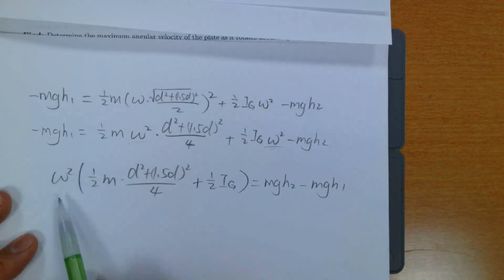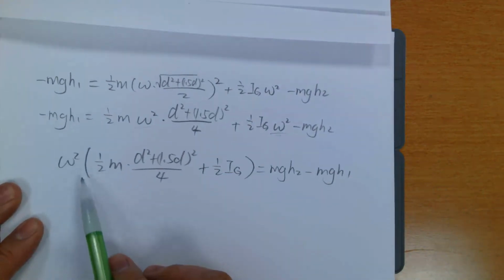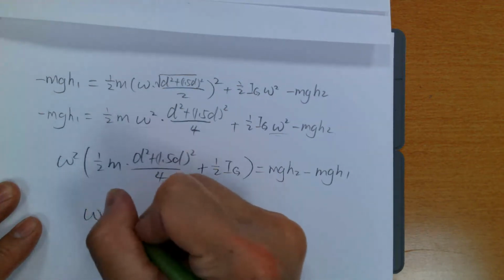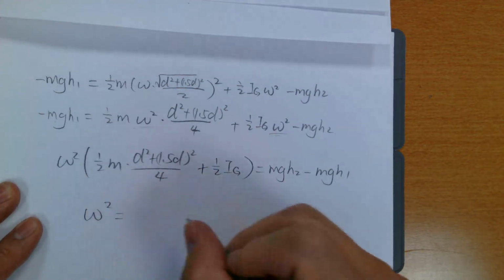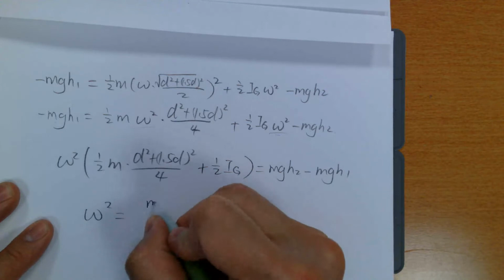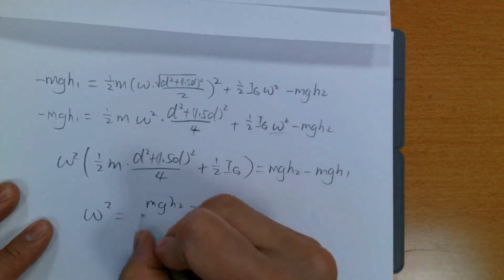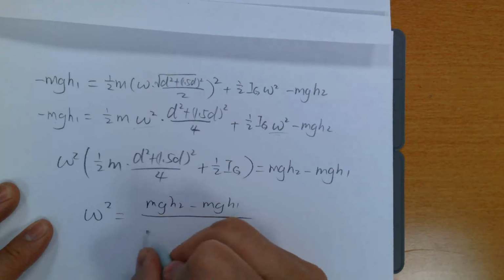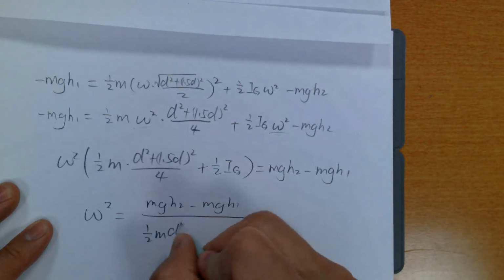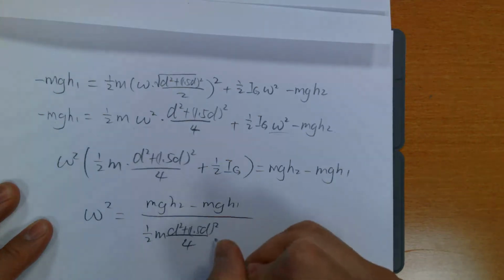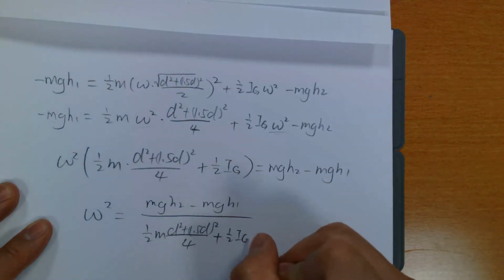Okay, so now we have this expression. We can divide both sides of this expression to isolate omega squared. Omega squared equals mgh2 minus mgh1 over 1/2 mass d squared plus 1 d squared plus 1/2 Ig.